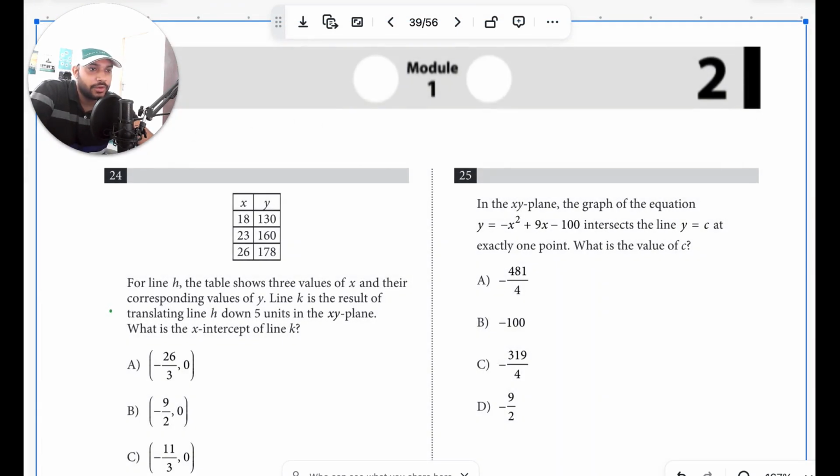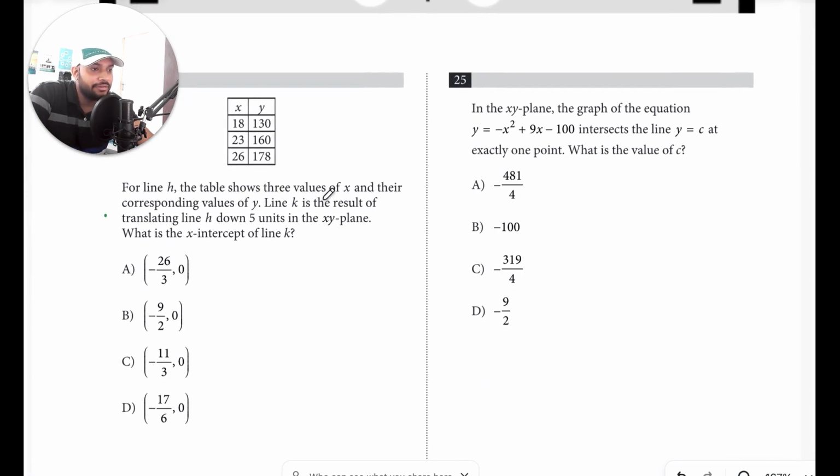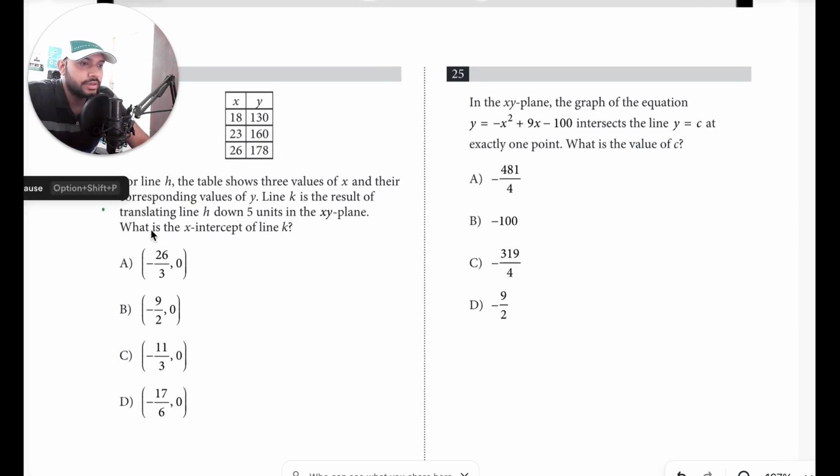We have question number 24. For line H, the table shows 3 values of x and their corresponding values of y. Line K is the result of translating line H down 5 units in the xy plane. What is the x-intercept of line K? Okay, so let's see. This question is going to be a bit time taking, because I see there are no exact tricks or shortcuts which can be applied here.